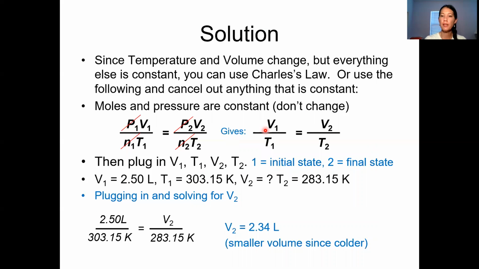So then just plug in everything, solve for V2. So what I do is I cross multiply first and then solve for V2. I get 2.34, which is a smaller volume than what you started at, and which makes sense since it gets colder.